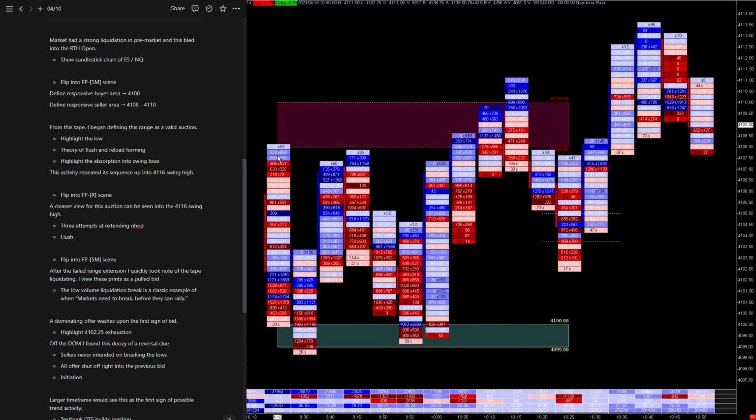Bit of a clue here where we're able to sell off right from the open. We rotated higher after meeting a buyer, and they were unable to penetrate the seller's area. This caused a rotation further lower, retesting the responsive buyer zone, and we can see that the buyers end up absorbing and then pushing out and initiating back to the highs and even higher.